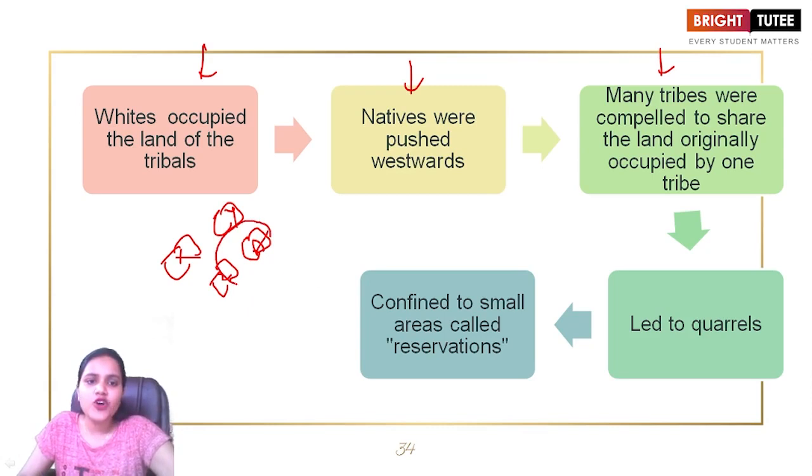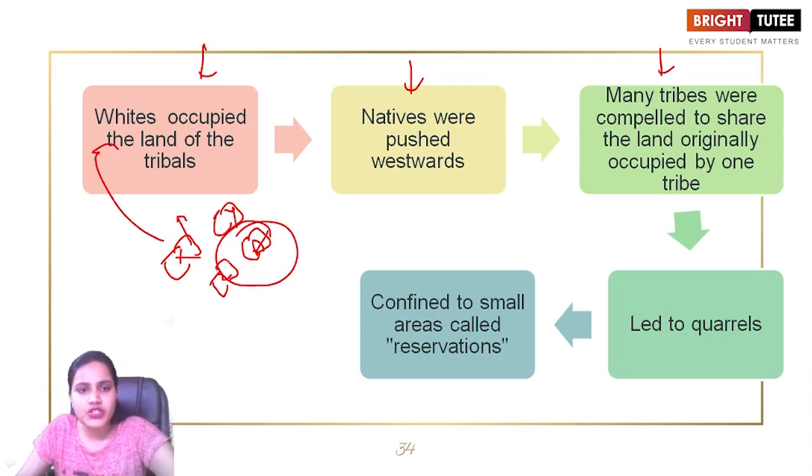Now what happened? Because the land of X was taken by a white person, X now had to share, A had to share his land with X here. So in a land that was first possessed by A, now A and X had to work together. Now this also led to quarrels at times.